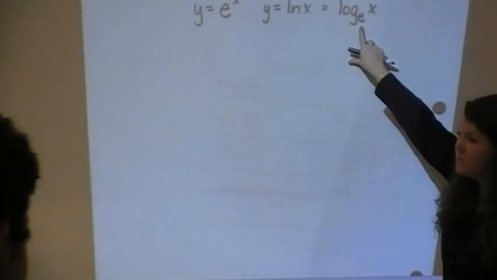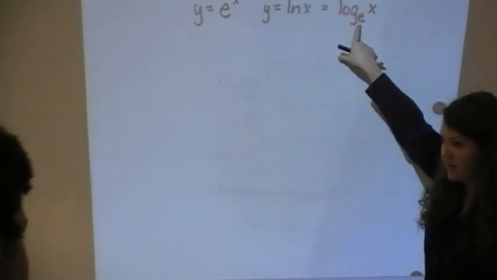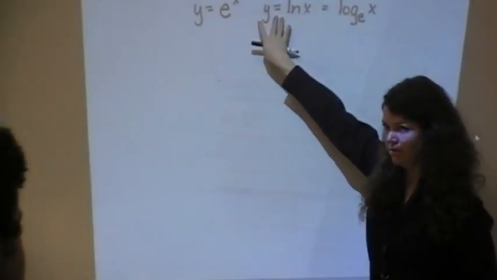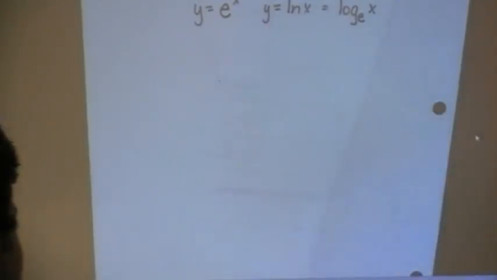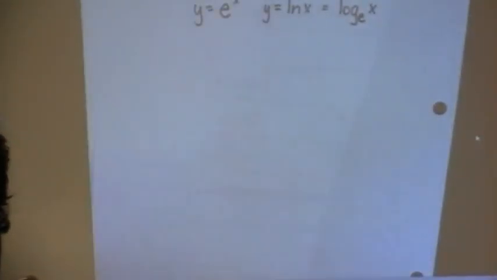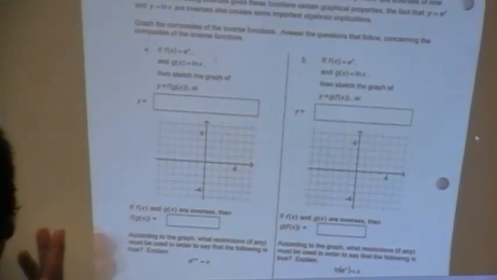This e is called Euler's number, and Euler was a mathematician and scientist. He discovered it. It's kind of like pi. It's irrational, but it's found in all sorts of formulas and things, and because it was so common, and log base e became so frequently used, they gave it its own logarithm, which is where ln comes from. So these are still logarithms, they're still exponentials, just like we've been doing. They just happen to be a special set. But they are inverses of each other.